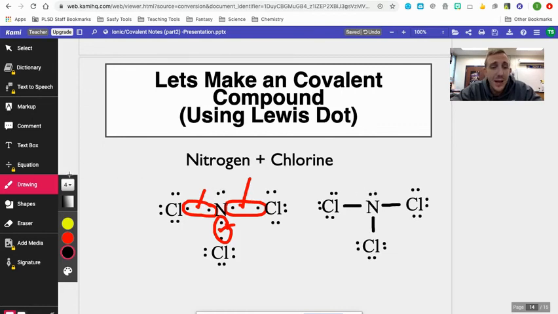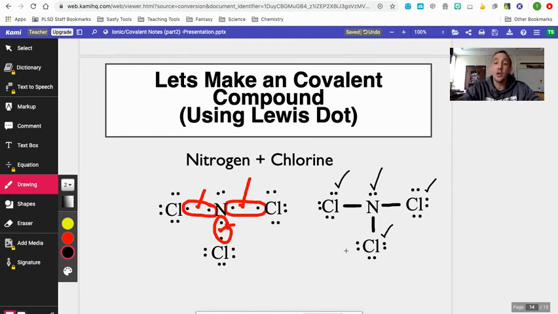Okay, and so if I go ahead and check each element, chlorine needs 8 valence electrons. Okay, and so it has 2, 4, 6, 8. Chlorine is satisfied. Nitrogen has 2, 4, 6, 8. It is also satisfied. This chlorine has 2, 4, 6, 8. It is happy. And this chlorine down here has 2, 4, 6, 8. So every element has filled its octet. And so technically all of the atoms are satisfied. Okay, and so this would be my molecule and how I draw a covalent compound.